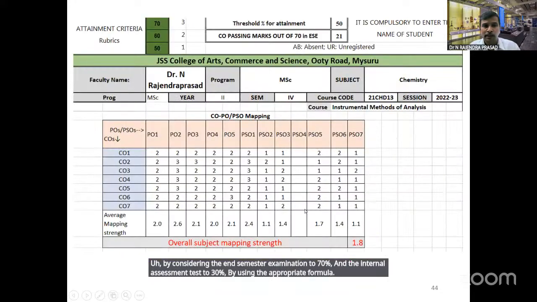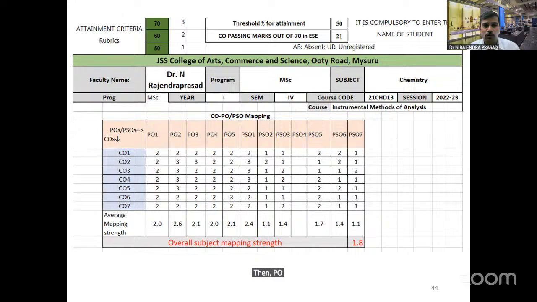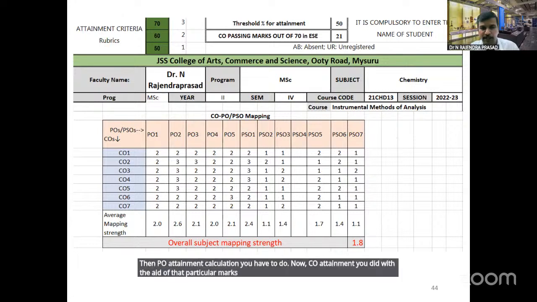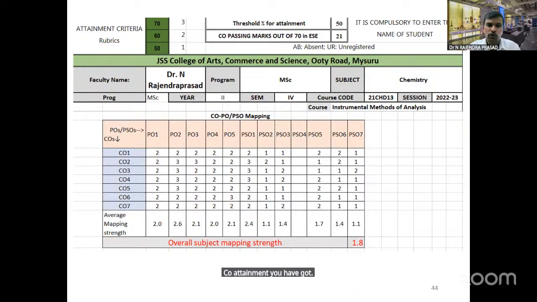Then PO attainment calculation you have to do. Now CO attainment you did with the aid of that particular marks entry and tabulation. CO attainment you have got. PO attainment you have to do. For that, you need two things. One is the COPO mapping table, what you did earlier. You have to take this. This is the mapping.